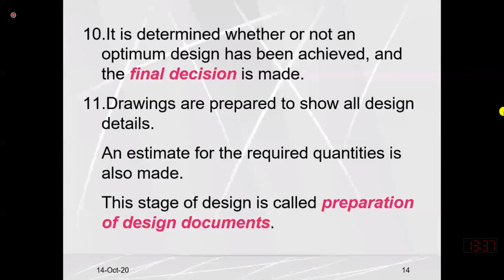And then after preparation of the drawings, there might be a quantity engineer who can compute the quantity required for different types of steel sections. What is the total length of each member required? What will be the weight, so that he can place the order. So this stage of design is called preparation of design documents. And after the preparation, he will estimate how much the cost of the structure will be.